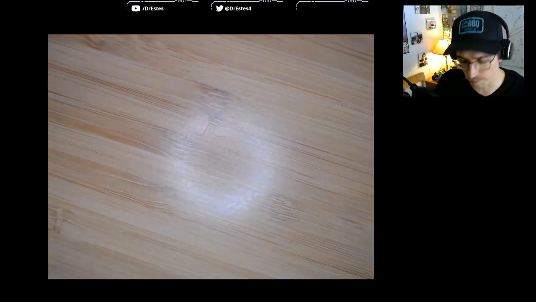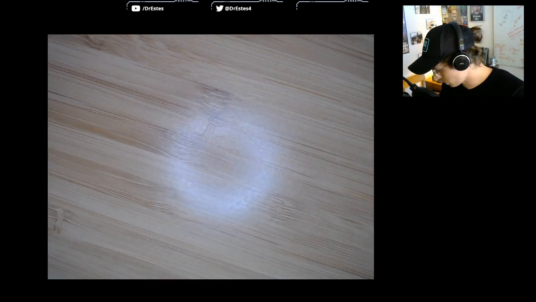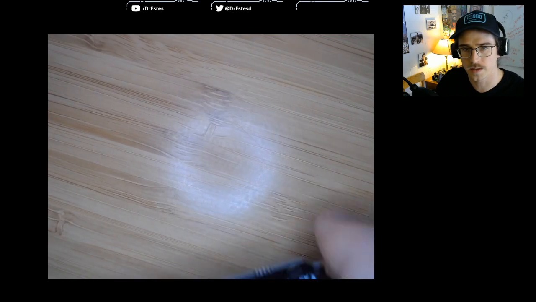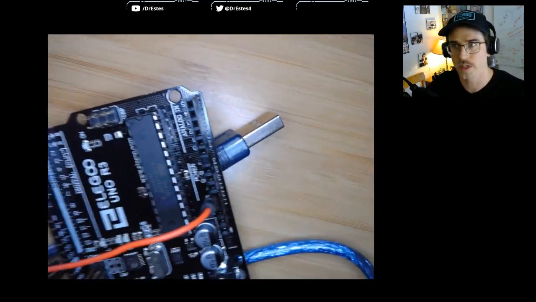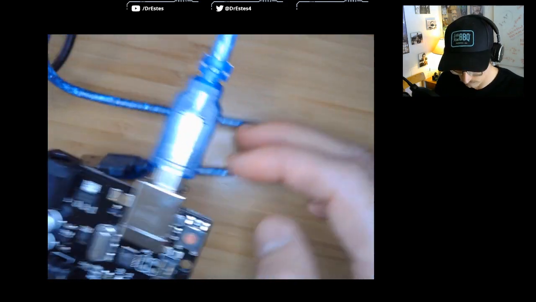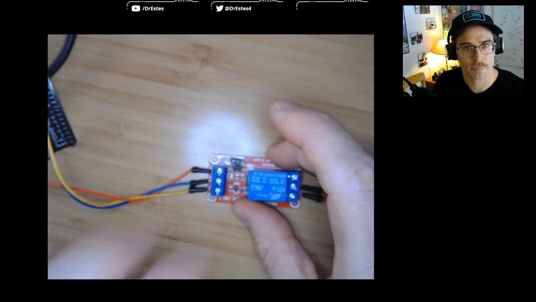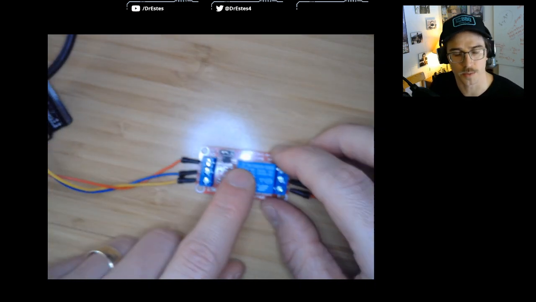Let's connect up our relay and turn it off and on. Let's see here. So I kind of had this ready to go in advance, hopefully. So we got the Arduino. And here I've connected some stuff up to the relay module.